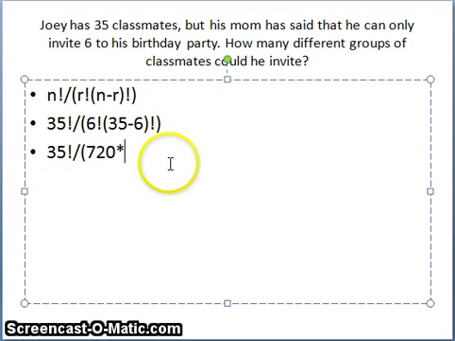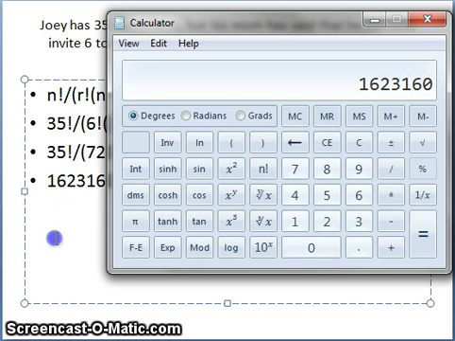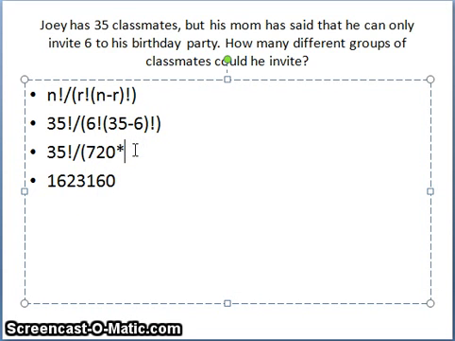162316, and then did I have an extra 0 on there? I did. So I'm going to write it like this, because that's essentially what I put into the calculator. Notice I had to divide by 720 and I divided by 29 factorial. So that means that there are, wow, 1,623,160 ways that he could pick 6 out of 35 classmates.